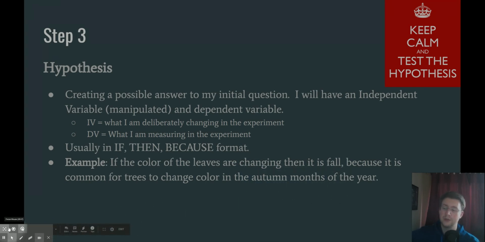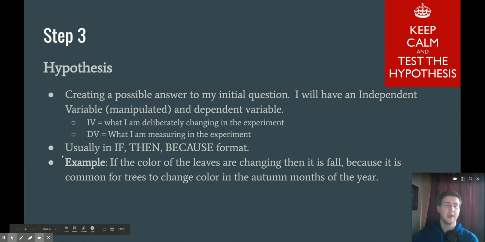Really how that format works is, our independent variable: if the color of the leaves are changing, then we have some sort of, okay, this is what we'll see. This is what we can measure, our dependent variable. And then we give an explanation as to why we think that's true. You especially need that if-then piece. It's almost like a cause and effect. And we'll continue to practice this in class as well.